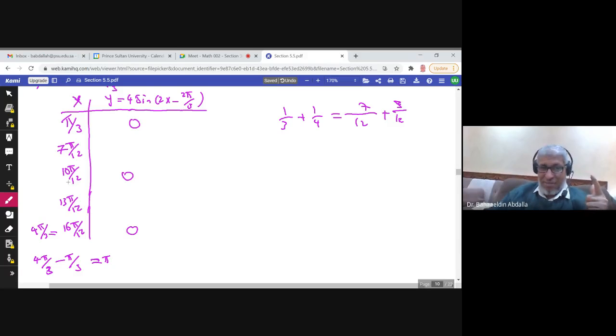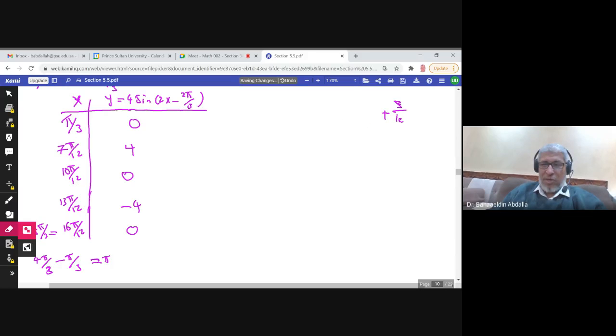So if, for example, you replace x by 10 pi over 12, and you do not get 0, this means there is a mistake. You have done a mistake somewhere. So you review your answer. Here I should have a maximum, and the maximum is 4. And here I should have a minimum, and the minimum is negative 4. And now you can sketch the graph of this function.